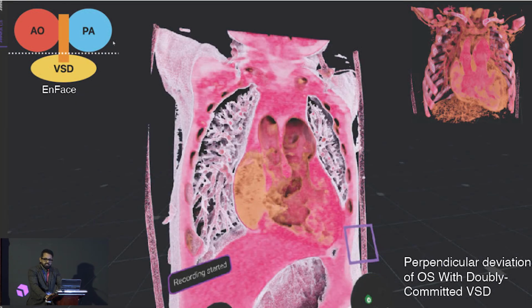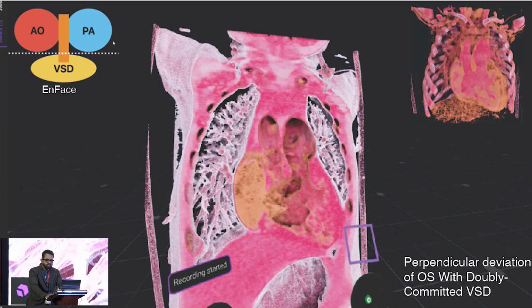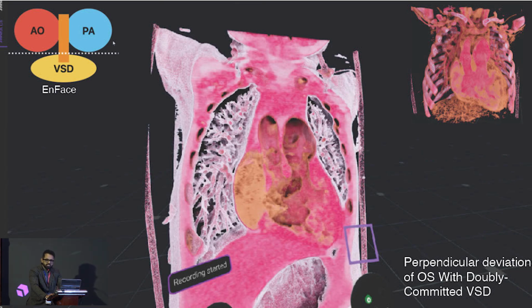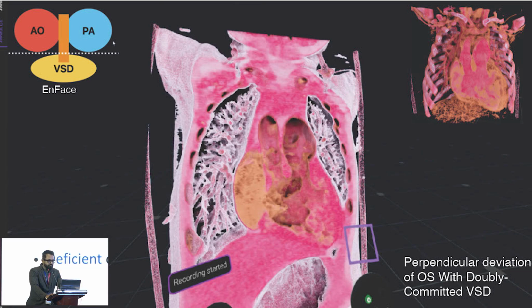And here you can see that the VSD very clearly is doubly committed. And the outlet septum is sitting right in the middle of the VSD, and both the arteries are equally committed. So you have the option of either doing a Rastelli to the aorta with the resection of the outlet septum, or directing it into the pulmonary artery and doing an arterial switch.